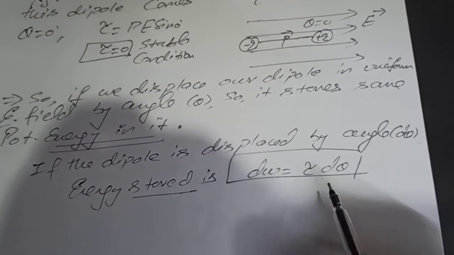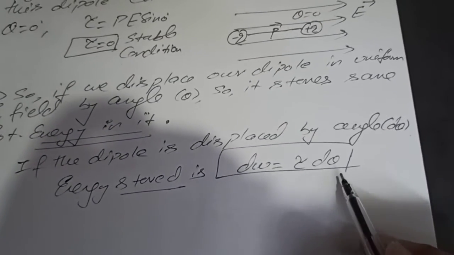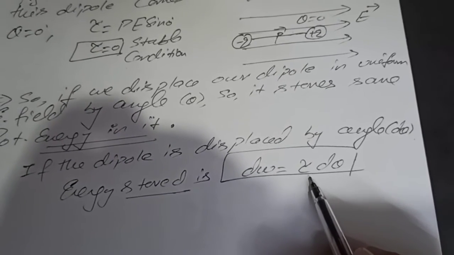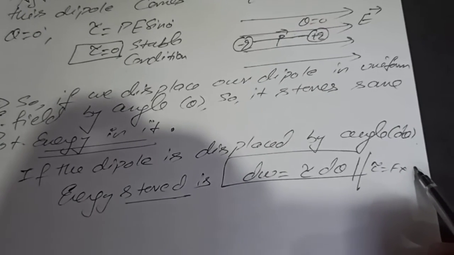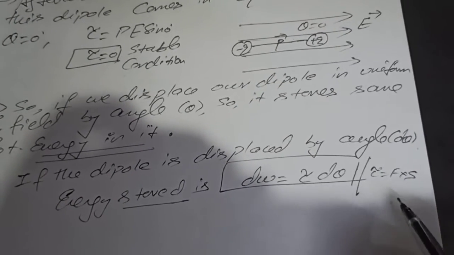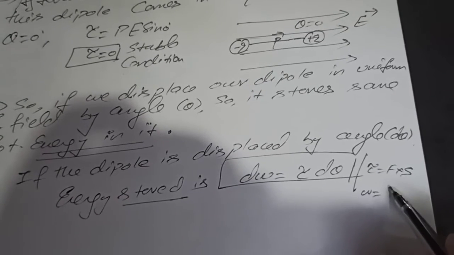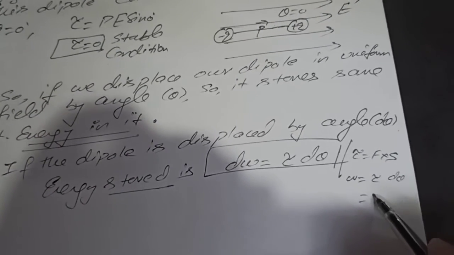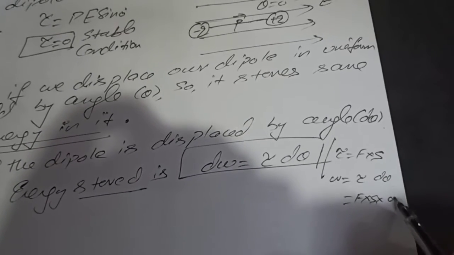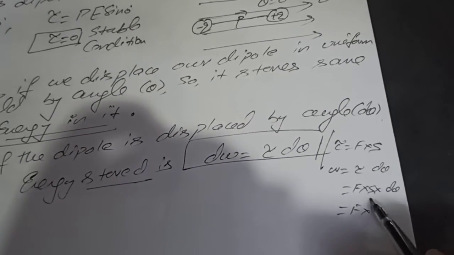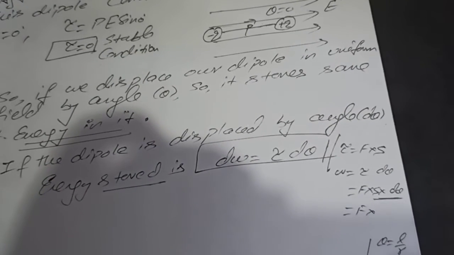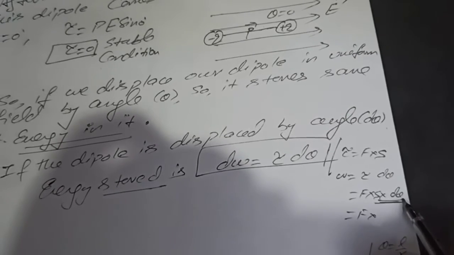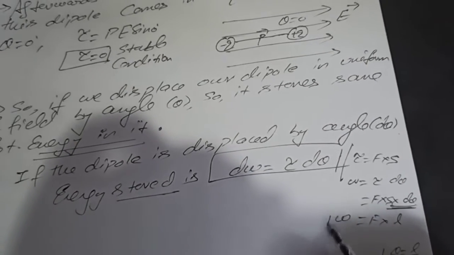How does this formula come? Work is equal to force into displacement. Torque is equal to force into displacement, where displacement is the distance s. So work is equal to torque into d theta. Actually, theta is equal to L by R, so L is equal to R into theta. So here comes work is equal to force into displacement.